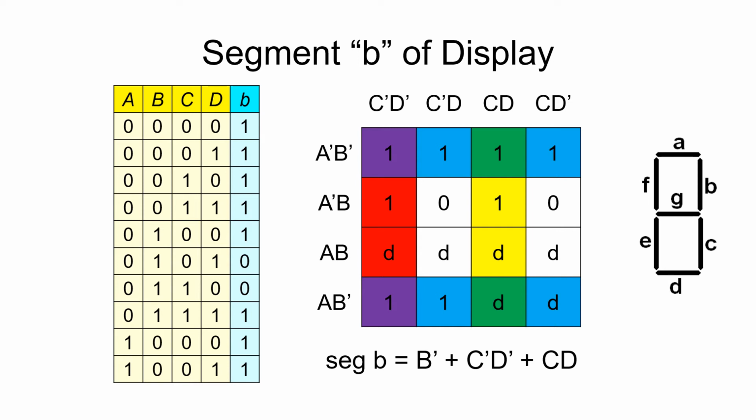Then we only have 2 of the squares that we have to pick up. So if we do columns, the not C, not D column on the left picks up that 1 there in the left side. And then for that 1 close to the middle, the CD column picks it up. So there's our sum of products expression at the bottom, which is not B, or not C and not D, or C and D.